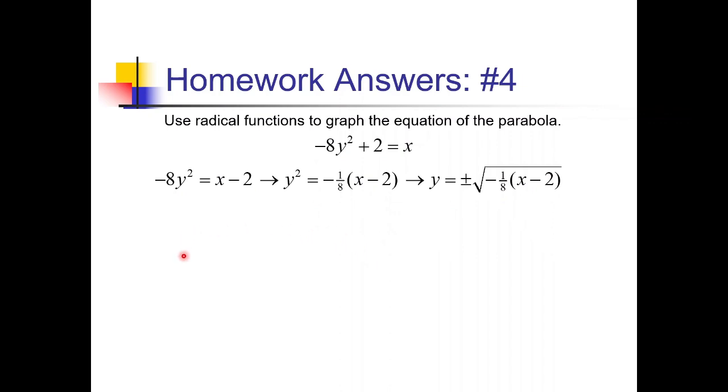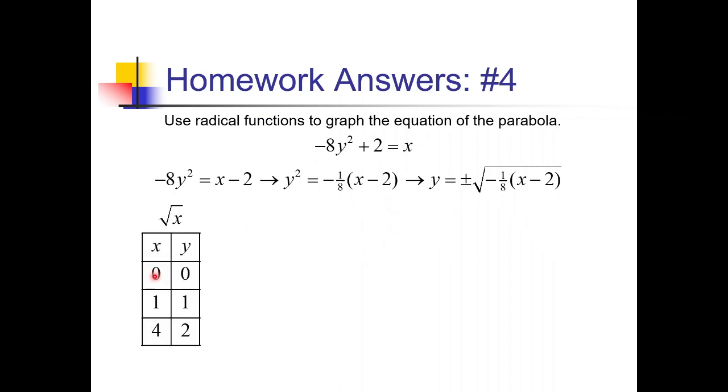And then let's do the parent table. So we have 0, 0, 1, 1, and 4, 2. And for this new transformed version, for the x's, we're subtracting 2 inside. That means I'm shifting 2 to the right. And that's going to happen after I do this horizontal stretch and reflection.